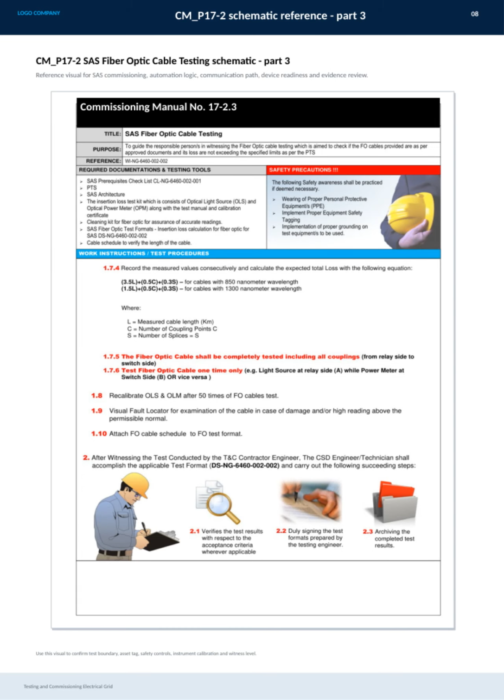Here we have the schematic reference for Part 3 of the CM_P17-2 series, focusing on testing and commissioning the electrical grid. This visual plays a crucial role during SAS fiber-optic cable testing, covering automation logic, communication paths, device readiness, and evidence review. Use this schematic as your guide to confirm important aspects like test boundaries, asset tagging, safety controls, instrument calibration, and the required witness levels. It's a comprehensive reference to ensure everything is thoroughly checked and documented as per Commissioning Manual Number 17 to 2.3.